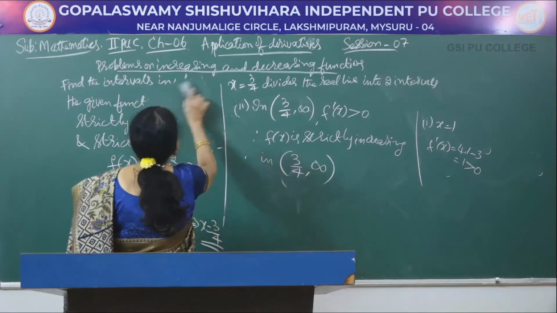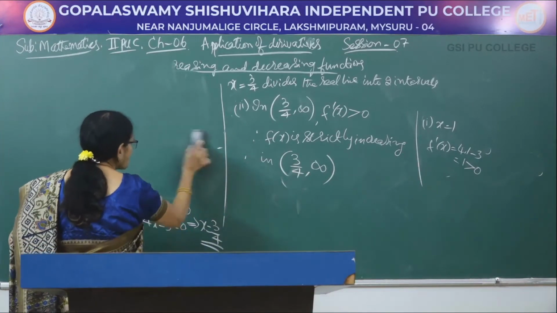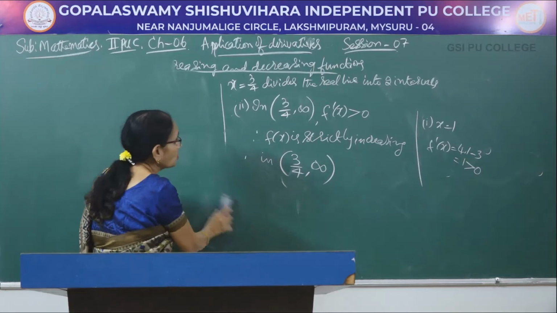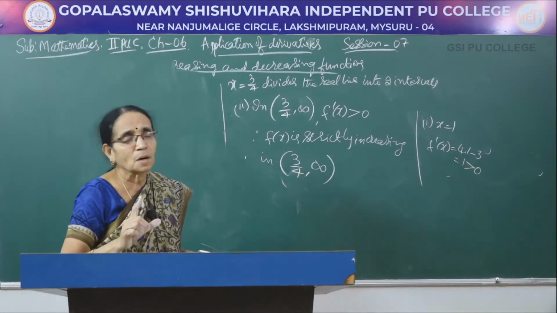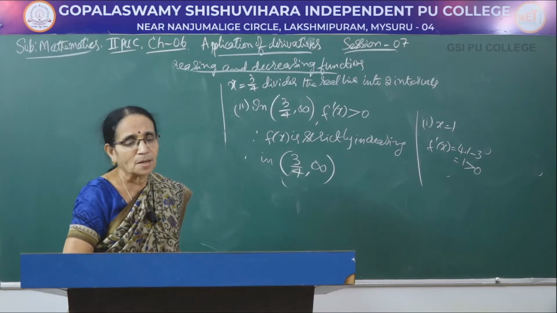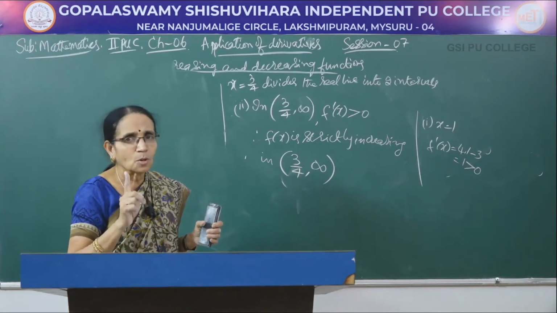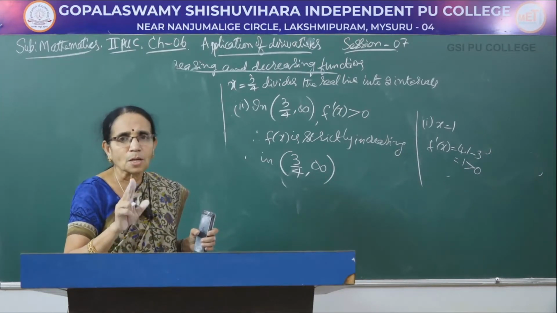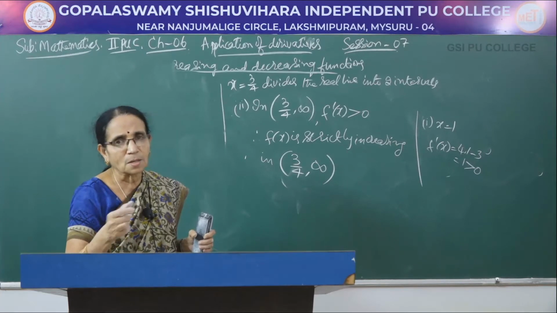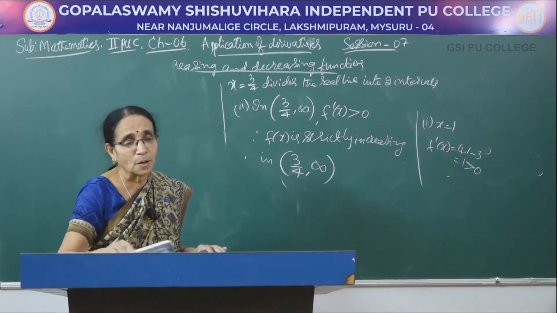Now, let me consider another problem. In these two problems, I had considered a quadratic, second degree polynomial, isn't it? So, when I differentiated and equated to 0, I got only 1 point. Because of that 1 point, I got only 2 intervals. So, I could discuss in both the intervals how the function behaves.